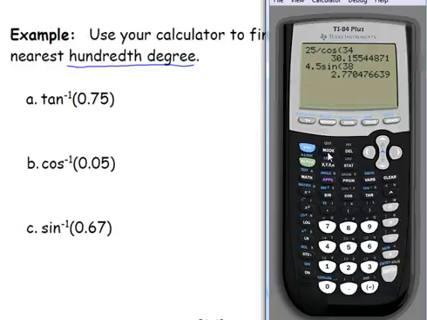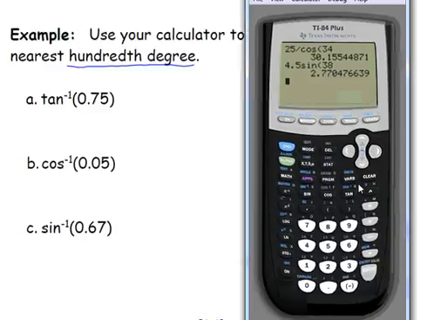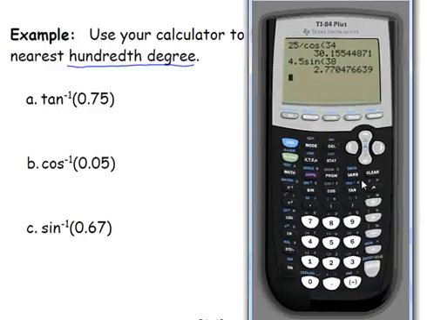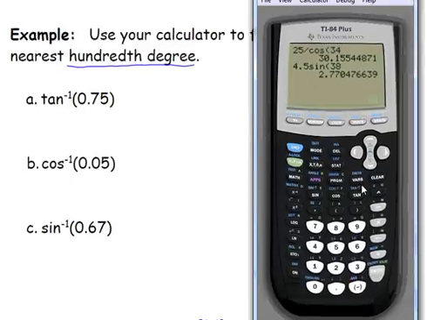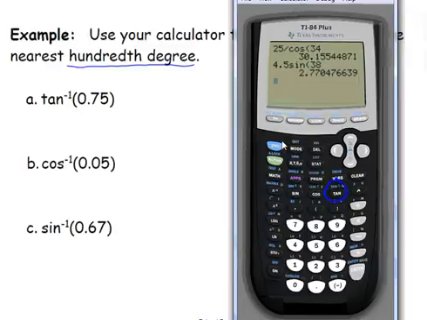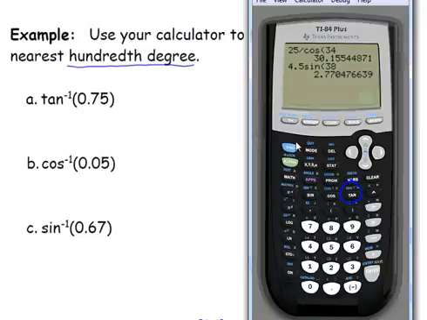So this one says inverse tangent. If you notice right above the tangent button, there's a little blue tan to the -1. That's our inverse tangent. To use that, you have to hit the little second button up here.